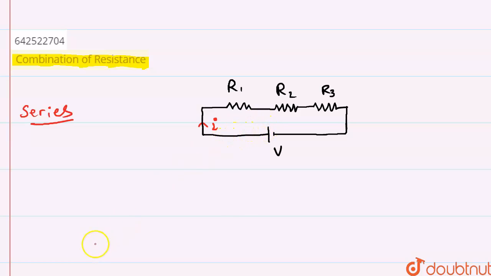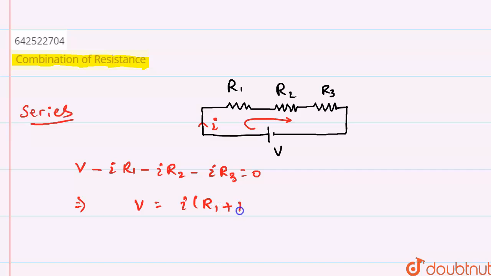we can say, by applying Kirchhoff's voltage law in this loop, V minus the voltage drop across this resistance, that is I into R1, minus the voltage drop across this resistance, that is I into R2, minus the voltage drop across the third resistance, that is I into R3, will be 0. From here we can say that voltage will be equal to I common into R1 plus R2 plus R3, but we know that the voltage V is equal to IR.